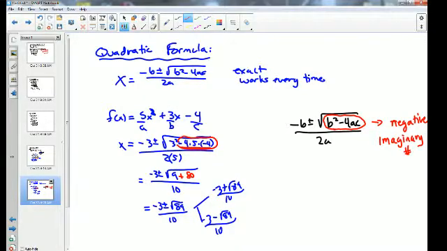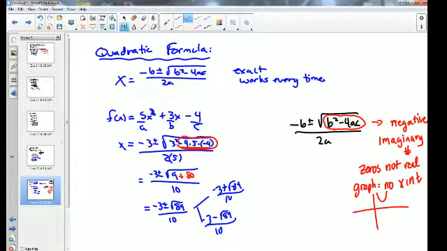What does that tell me about the zeros? They're not real. Okay, what does that tell me about the graph? It just doesn't cross the x-axis. There are no x-intercepts. So it could look like this, no x-intercepts, or it could look like this. It could be happy or sad. Okay. It just doesn't cross the x-axis.